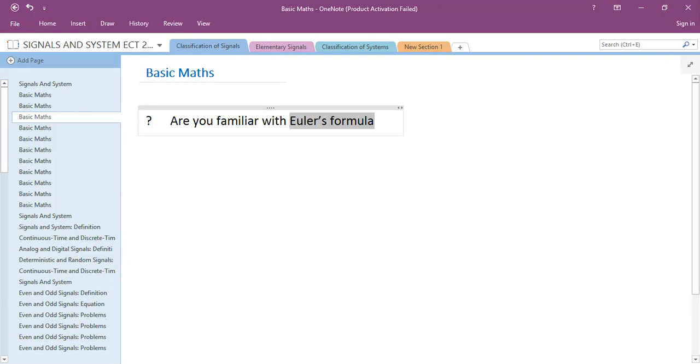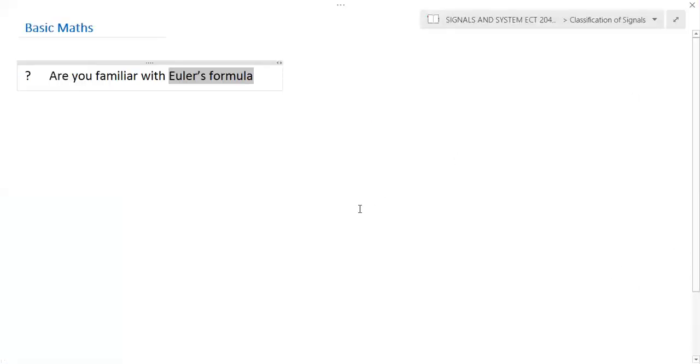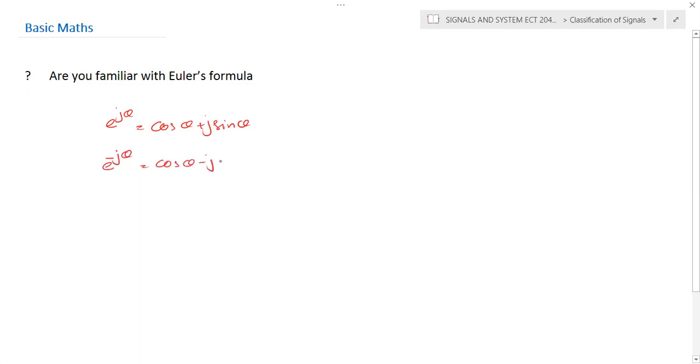Now we'll discuss Euler's formula, and it's very commonly used in signals and systems. Euler's formula: e raised to j theta can be written as cos theta plus j sin theta. And if it is e raised to minus j theta, we will write cos theta minus j sin theta.